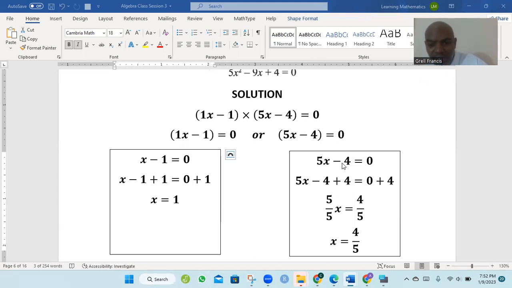Now, because 4 is minus, we cancel out minus 4 by adding 4. Add 4 on the left, we add 4 on the right. So the minus 4 cancels out and we are left with 4 on the right. Now, to cancel out a 5 that is multiplying, the opposite of multiply is divide. So to cancel out that 5 that is multiplying x, we have to divide by 5. If you divide on the left, you have to divide on the right. So we are left with x is equal to 4 divided by 5.